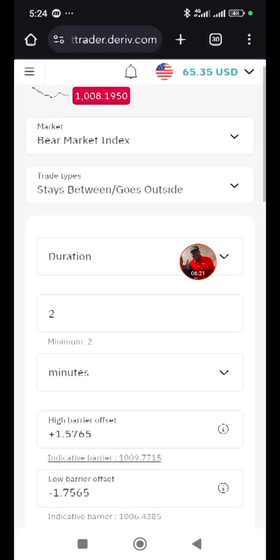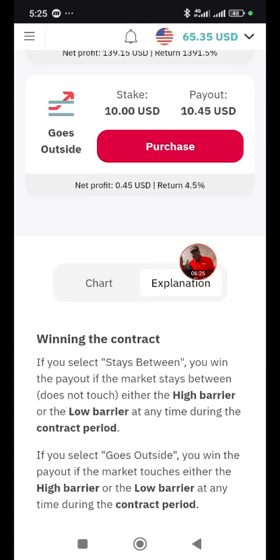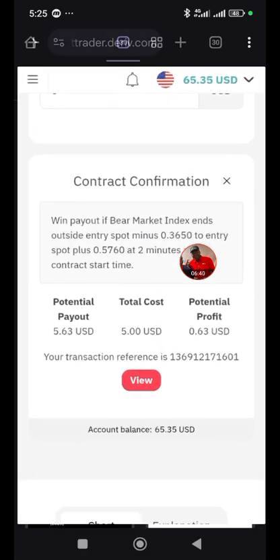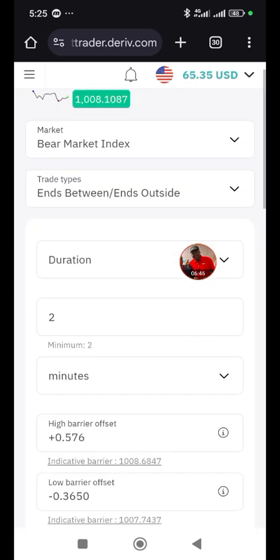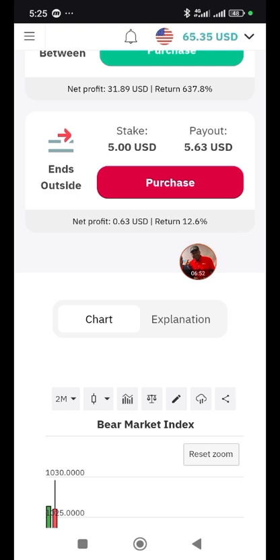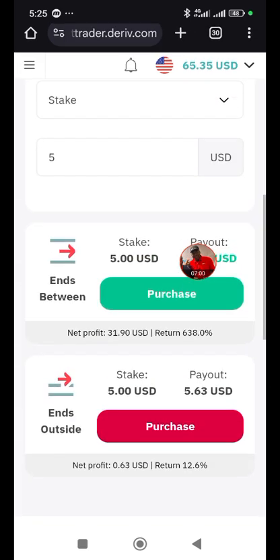Look at it for instance. This is goes outside, right? Look at the profit margin, 4.5%. It's too small, but it's okay. You win the trade, you're guaranteed to win the trade faster. But ends outside gives me 12%. If I'm the one that reduced the barrier, it usually gives more than 15%. I reduced the barrier so that I can be within the range of 12%. So it's 12.5%. If I just do 1 or 2, I'm okay.